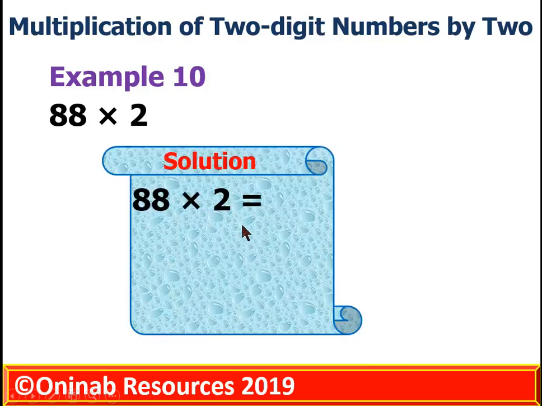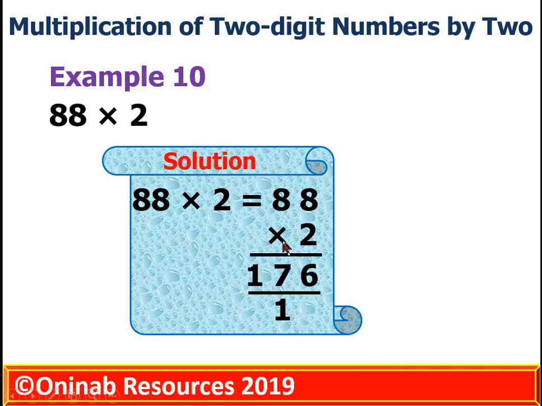So arranging 88 times 2, we have 88 multiplied by 2. 2 times 8 gives 16. We write 6 and carry 1. 2 times 8 again gives 16, plus the one we carried here gives 17. So 88 times 2 gives 176. So this is the end of this lesson.